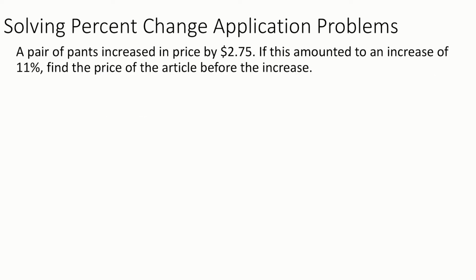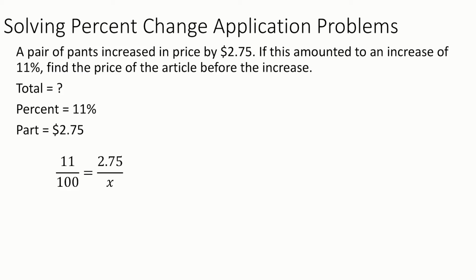A pair of pants increased in price by $2.75. If this amounted to an increase of 11%, find the price of the article before the increase. So again, just like last time, we have to parse through this problem to find what are our knowns and unknowns. So we're looking for the percentage, the base, and the amount increased or decreased. Based on the first sentence, a pair of pants increased by $2.75. So that is our part. And then the percentage was given, and that was 11% of the base. So now we're looking for the total. What was the price before the increase?